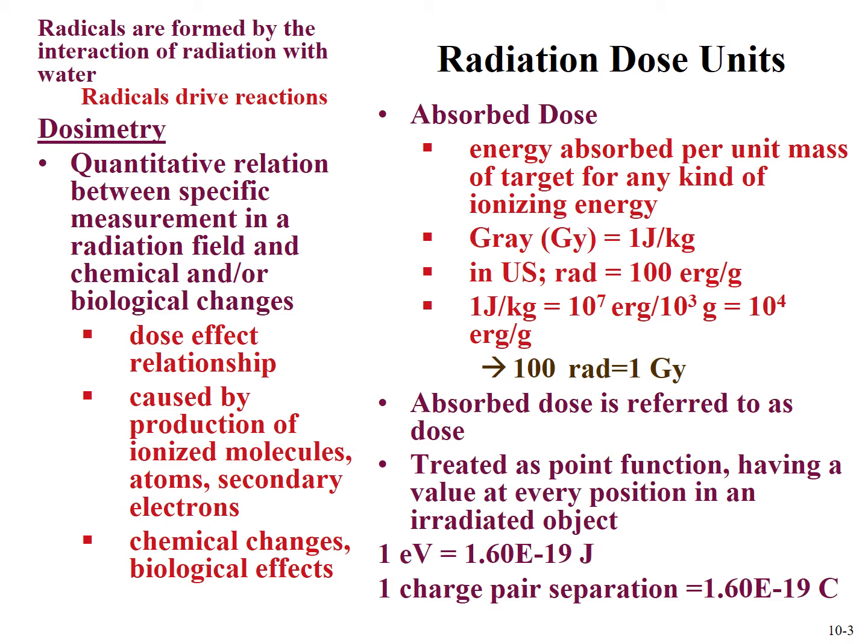So for radiation dose units, we're going to have this 2 orders of magnitude difference between, say, SI units and what we use in the United States. This absorbed dose, so a gray or a rad, is often referred to as dose, and it's treated as a point function. So it has a value at every position in an irradiated object. The important thing to remember about these terms is the relationship between the SI unit and the US unit. In this case, a gray and a rad, the difference is 2 orders of magnitude. So 1 gray is 100 rad.